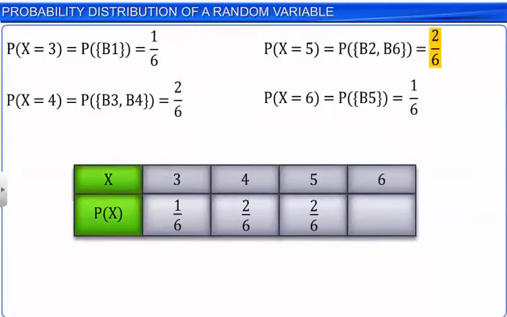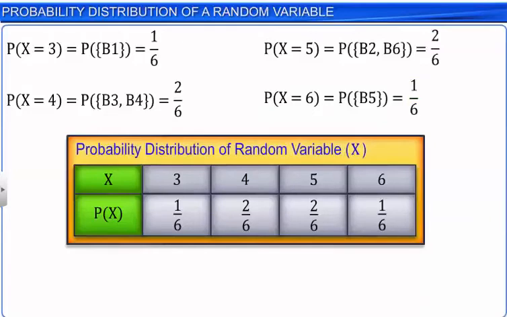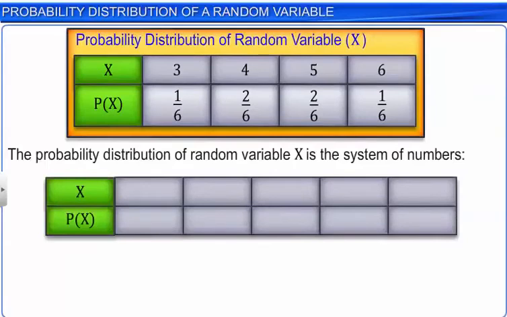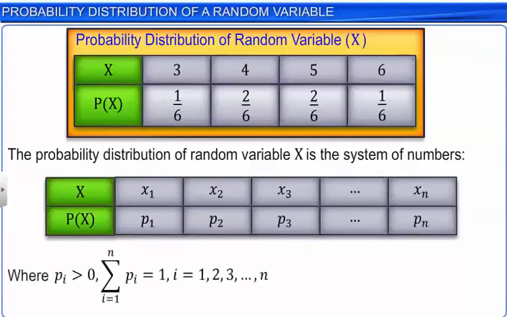This table is called the probability distribution of random variable x. In general, the probability distribution of random variable x is the system of numbers x1, x2, x3 and so on up to xn, along with the corresponding probabilities P of x is equal to P1, P2, P3 and so on up to Pn, where every probability is greater than 0, and the sum of the probabilities is equal to 1.